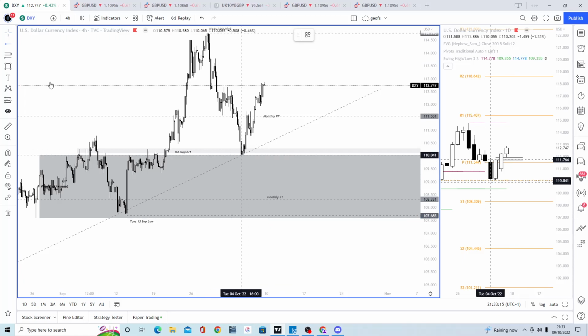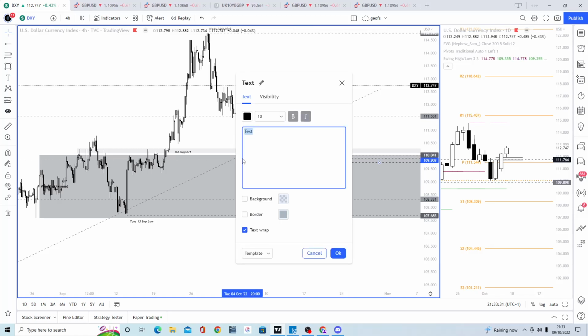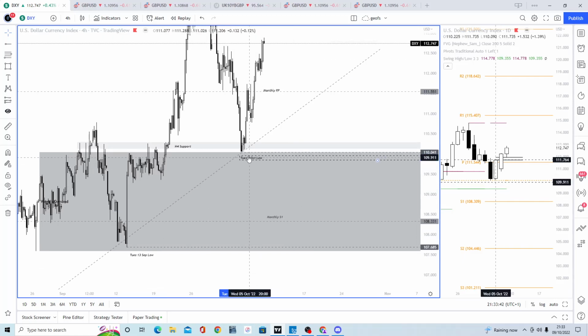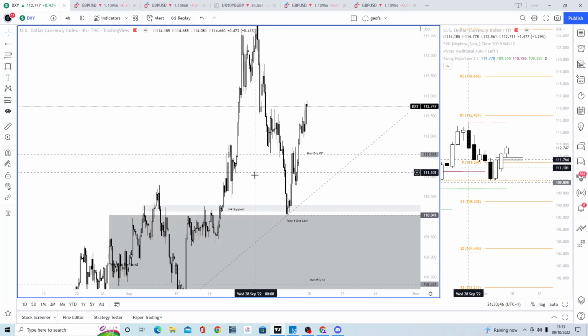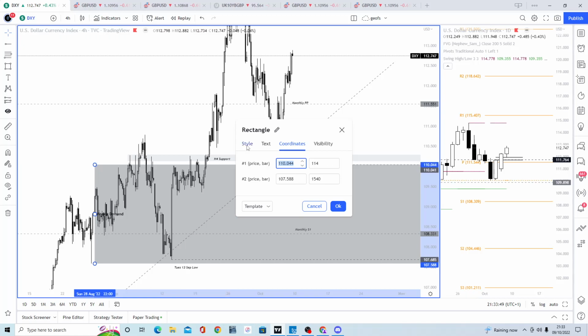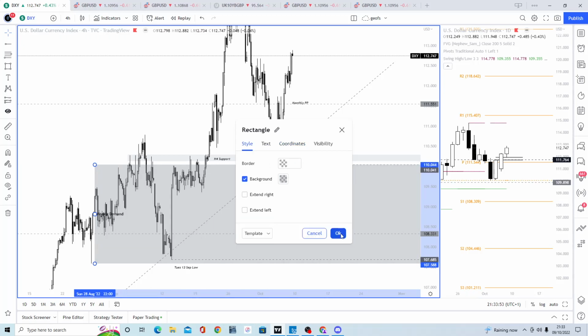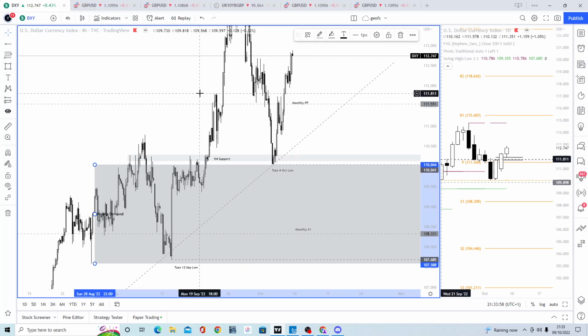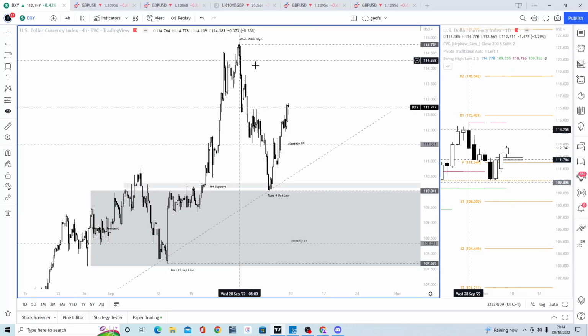Highs and lows are very important. It's like the bedrock of how I trade personally. Tuesday, 4th of October low. Maybe make this a bit paler in color. H4 demand. We'll just draw the closest ones for now. Basically, supplies up here, demands down here.